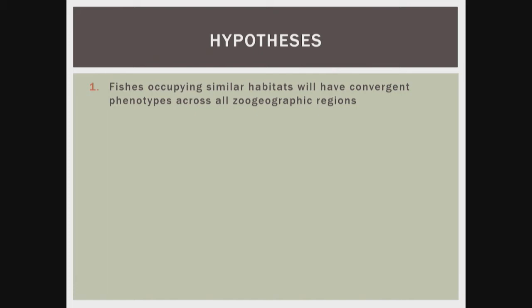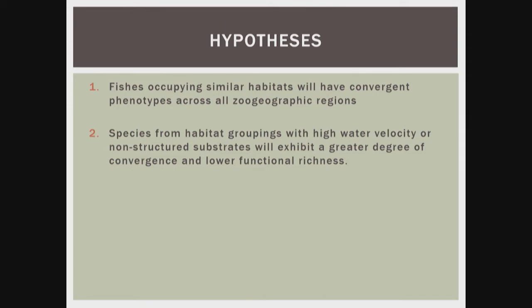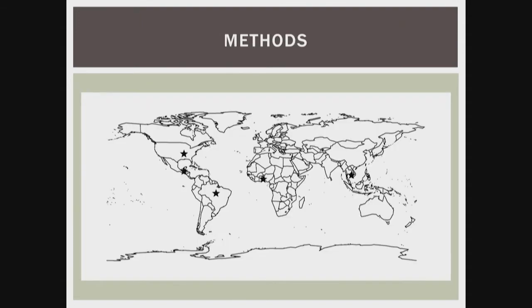So the hypothesis for this study, my first one, was that I would see convergence in these very similar habitats, and that should be found across all these zoogeographic regions. And also species from habitat groupings with high velocity or non-structured substrates should have higher degrees of convergence and lower functional richness. And so to accomplish this, I sampled in 5 different places along a latitudinal and longitudinal gradient.